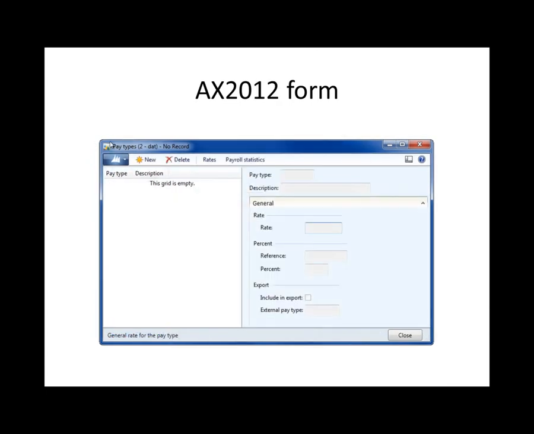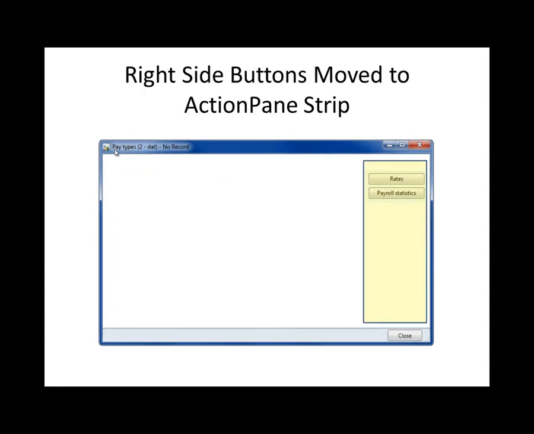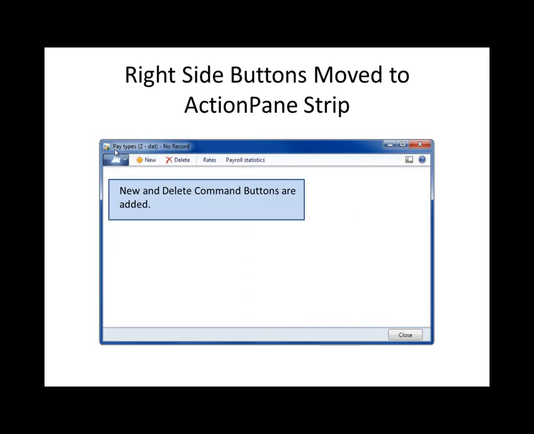The goal is to take the AX 2009 form and migrate it into the Simplest in Details pattern, as you see here. We'll do that through a series of steps. The first step is to implement a form style of Simplest in Details. Then we'll take the right side buttons and move them over into an action pane strip. We'll also add new and delete buttons.